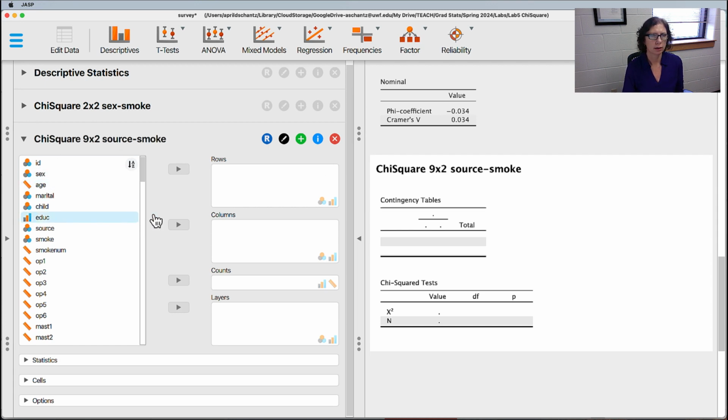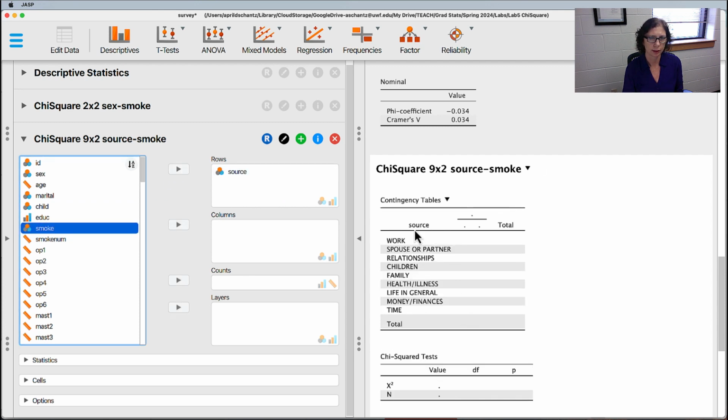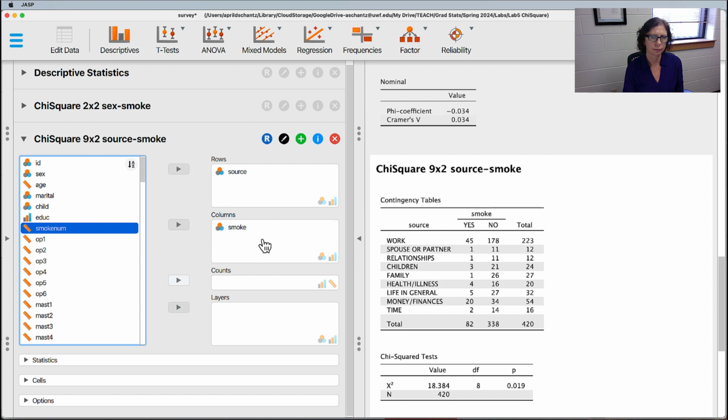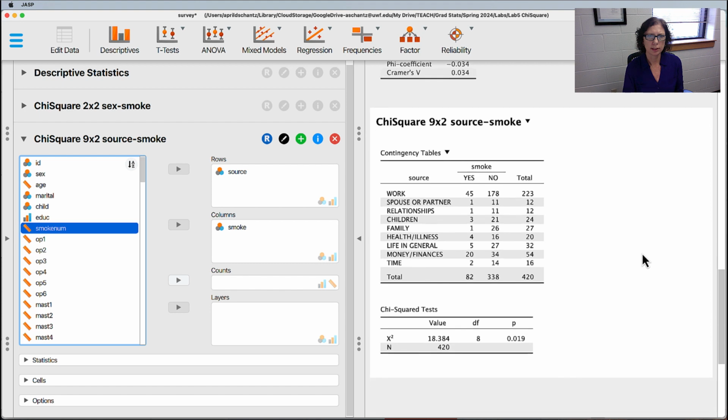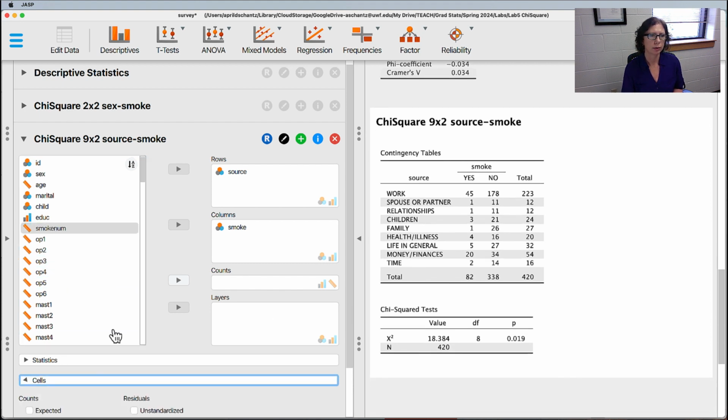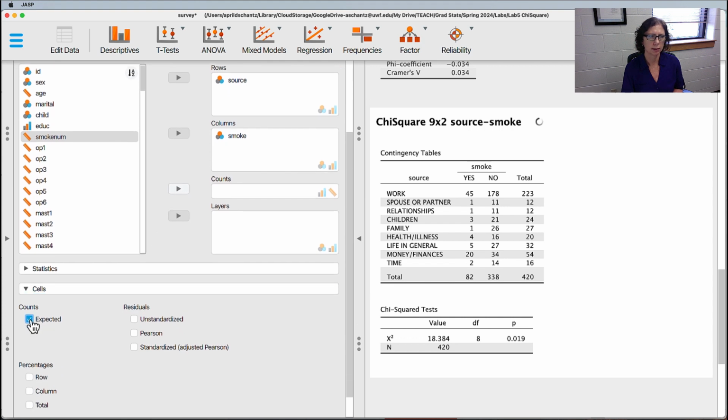And again, on the rows, I'm going to want to put the source of stress because it's got a lot of levels to it, right? And then on the columns is where I want smoke. Cool. So we have our contingency table started, and like before, I'm going to want to know what the expected counts are.